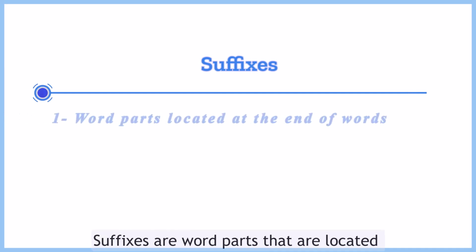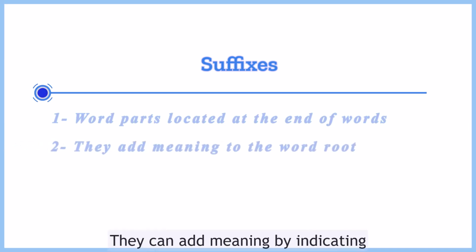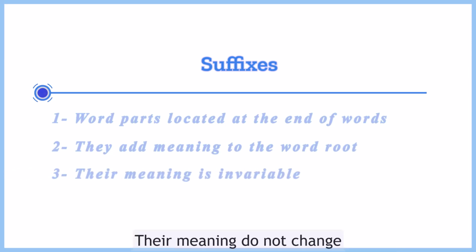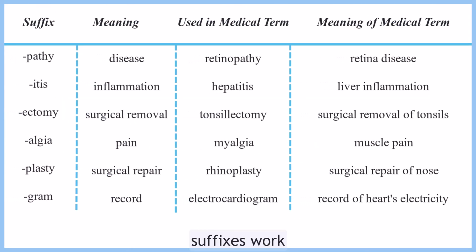Suffixes are word parts that are located at the end of words. They can add meaning by indicating a condition, procedure, disorder, or disease. Their meaning doesn't change from word to word. They are invariable. This table is the best example of how suffixes work.